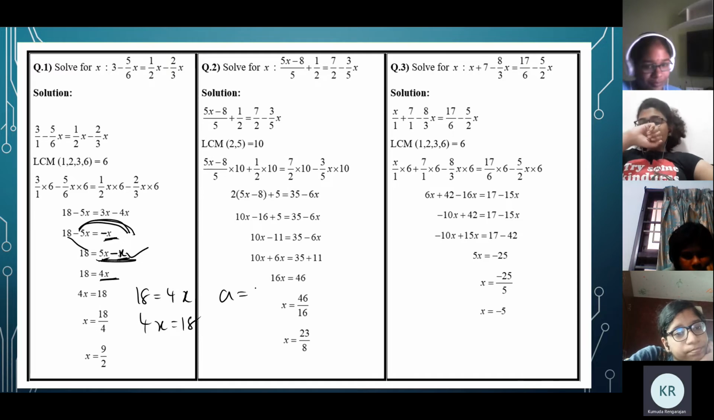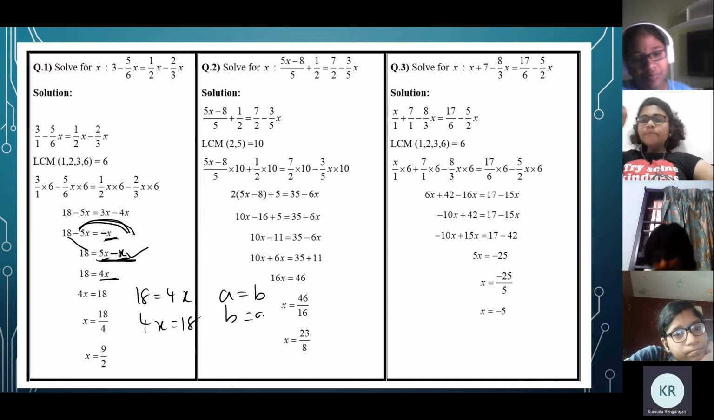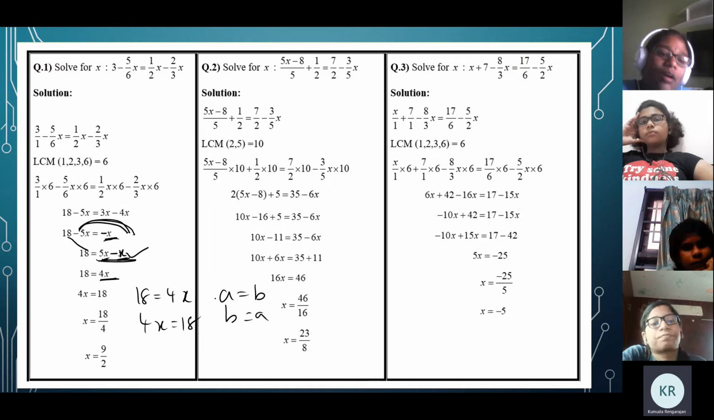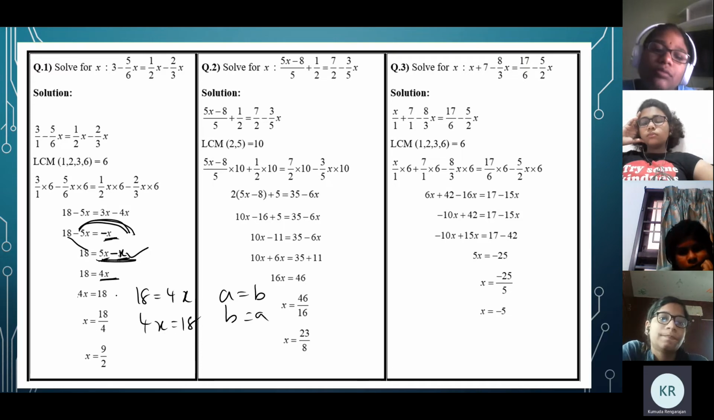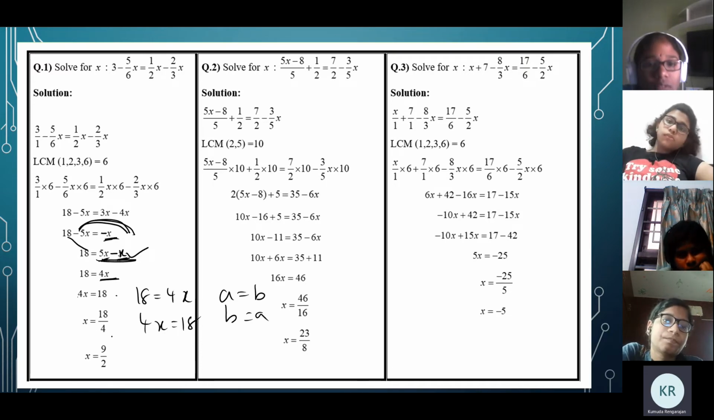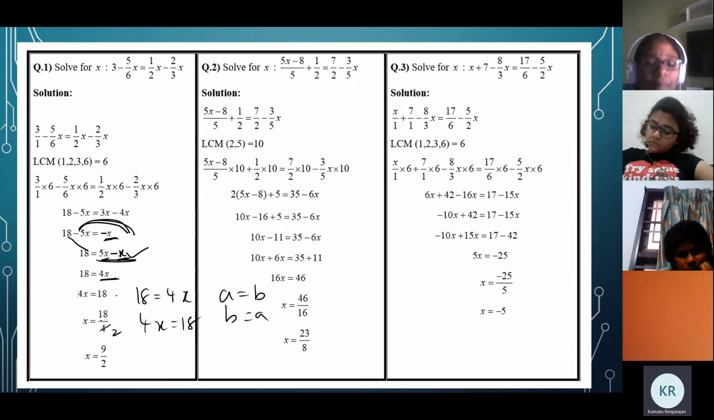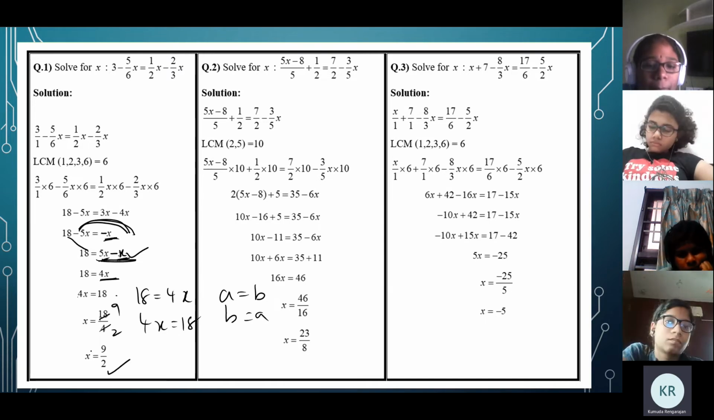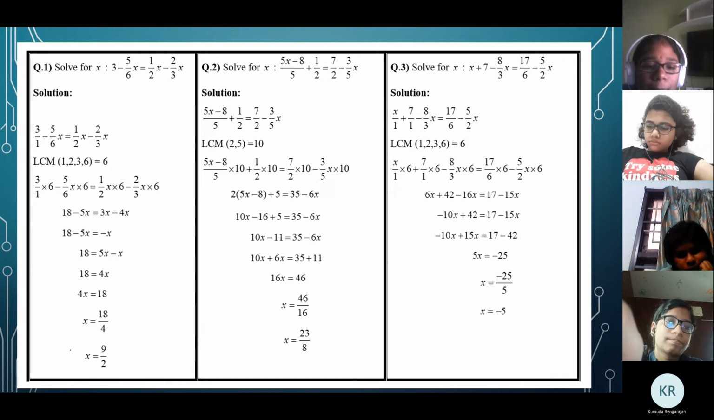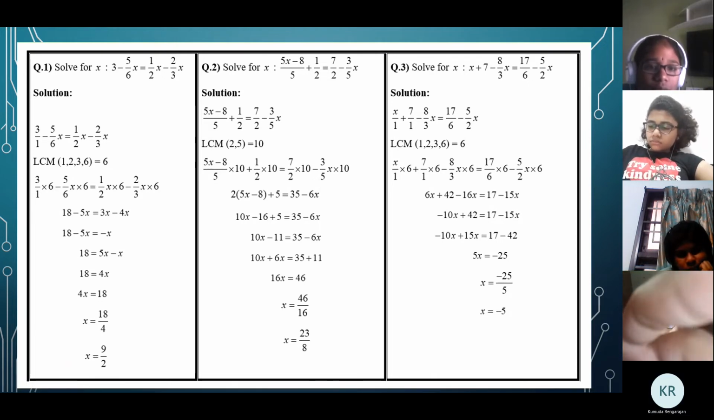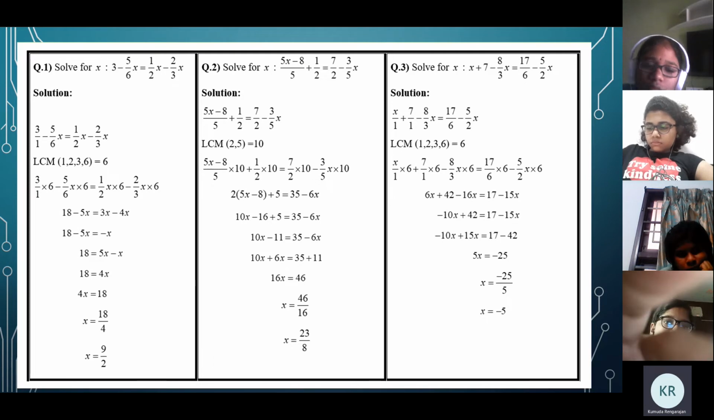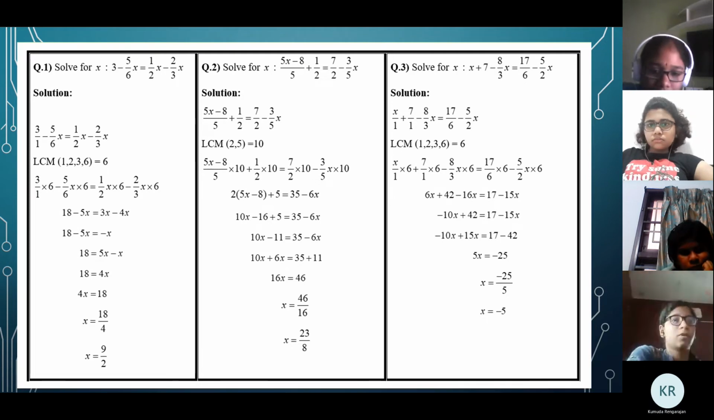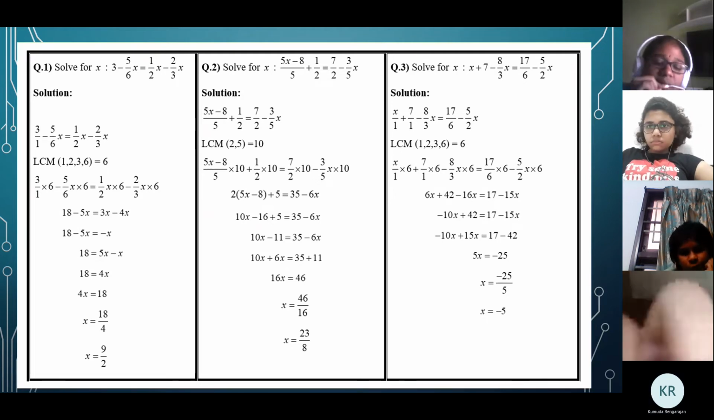A is equal to B means B is equal to A. 18 is equal to 4x or 4x is equal to 18. x is equal to 18 by 4. On simplifying, 2 twos are 4, 2 nines are 18. x is equal to 9 by 2. Understood this one, children? Yes, ma'am, no doubts. Yes, ma'am, understood.